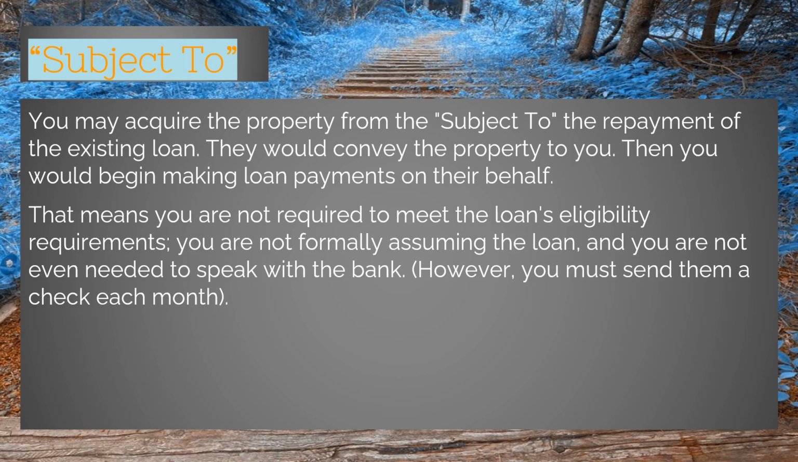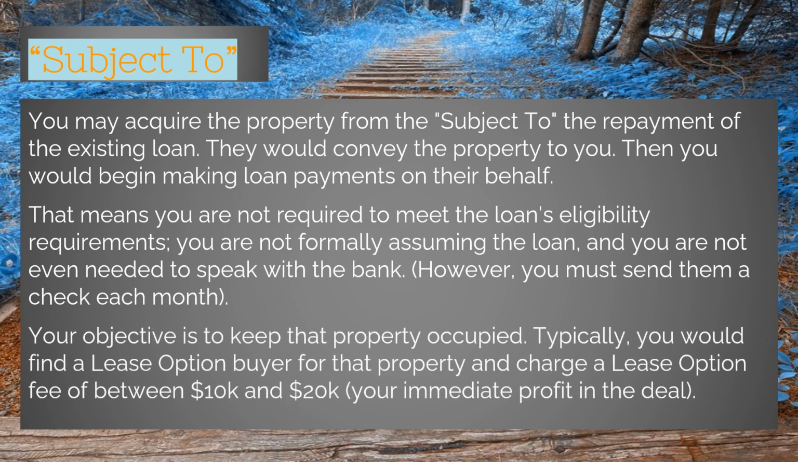Assume you have a $2,000 monthly payment and the property is rented for $2,500; you will have a positive cash flow of $500 with that deal. Your objective is to keep the property occupied. Typically, you will find a lease option buyer for that property and charge a lease option fee, which can be a minimum of $10,000 up to $20,000 or even $30,000 or $50,000 depending on what type of buyers you find. And that's your immediate profit in the deal, plus the monthly cash flow.